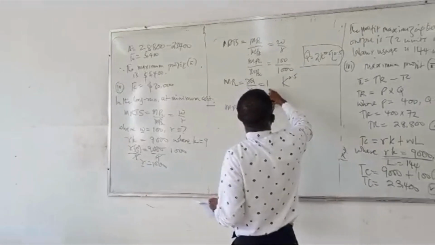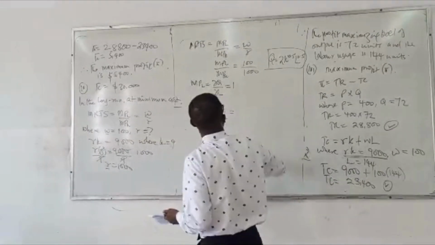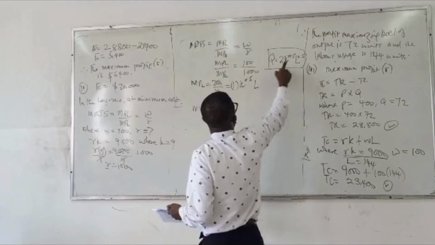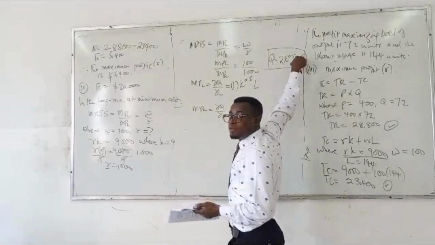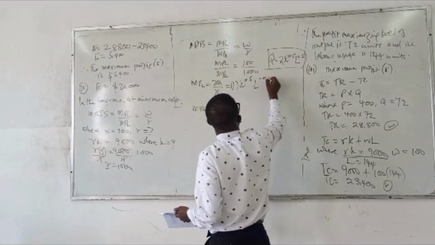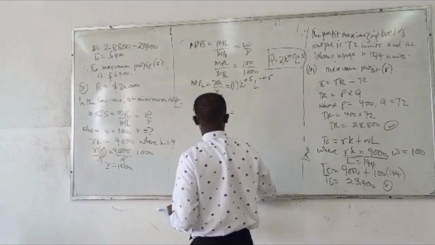Then we will have our L. We subtract 1 from the 0.5 because we are differentiating L. Therefore, the exponent will be affected. So negative 0.5. We good?